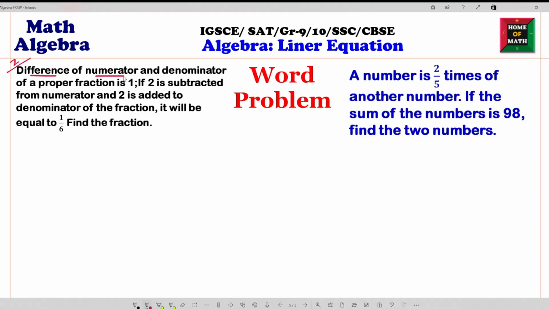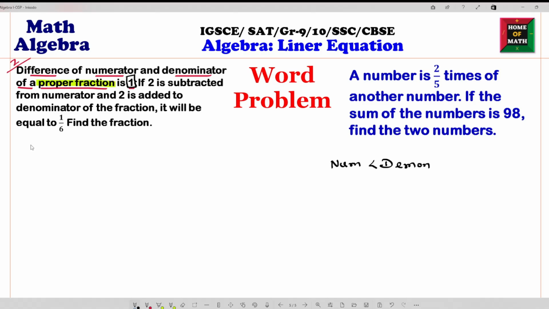The difference of the numerator and denominator of a proper fraction is 1. Look, we can highlight this one. This one is a proper fraction. It means the numerator is less than the denominator, and the difference is 1.